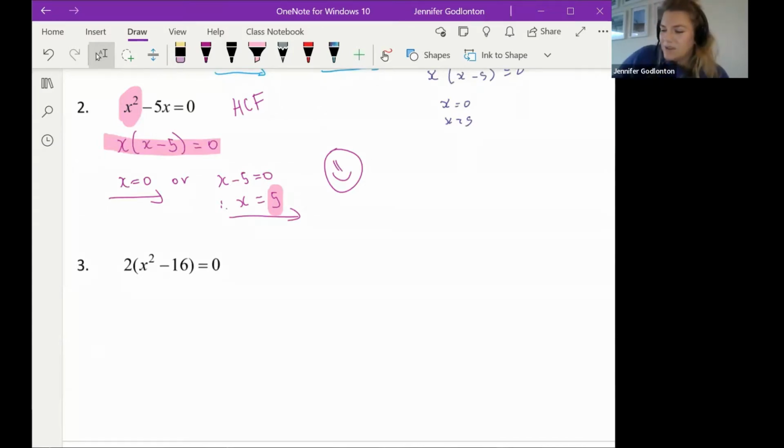So it's already equal to 0, so that first thing has been done for us, which is great. Dots, yes, great. I love it.